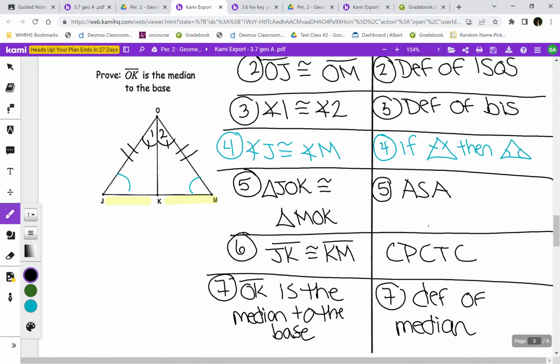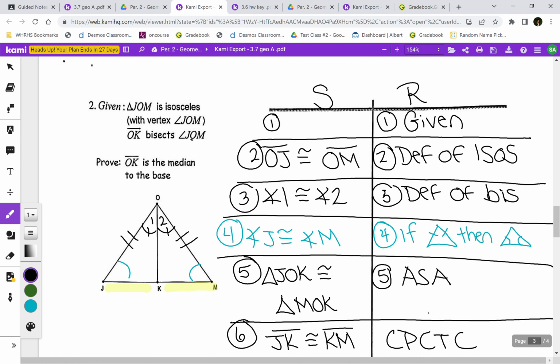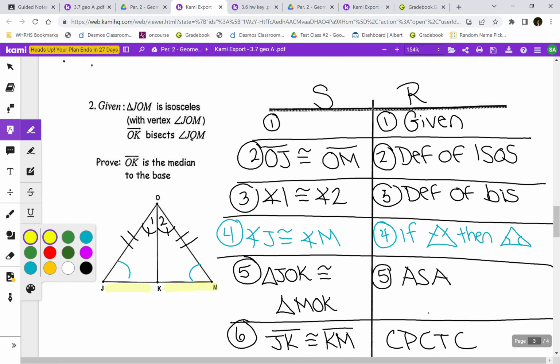Mia? Couldn't we have concluded that JK and KM are congruent by the given, because OK bisects angle JOM? The given tells us that OK bisects angle JOM. So when you bisect an angle, you only get congruent angles. That's how we got 1 and 2 up here to be congruent. But we can't assume anything about the segment because it only spoke about the angle.